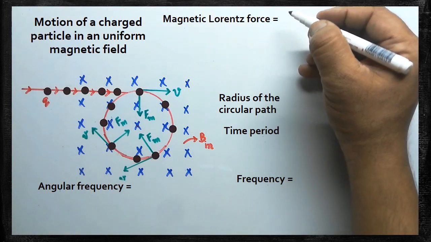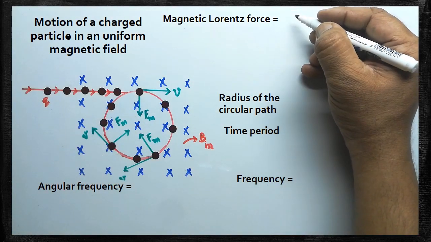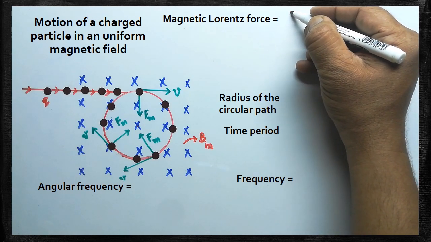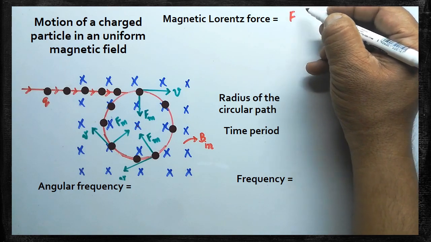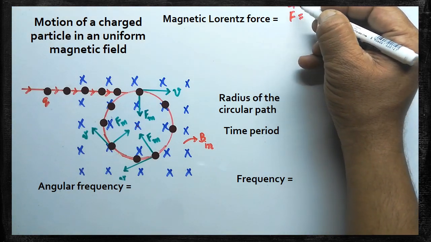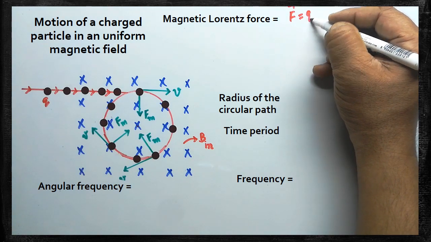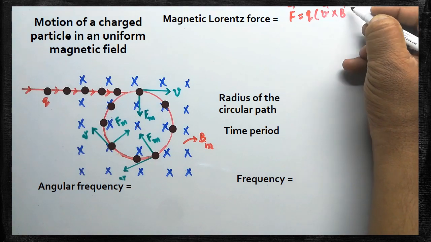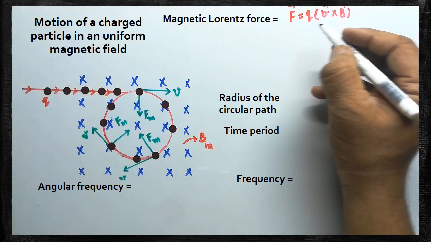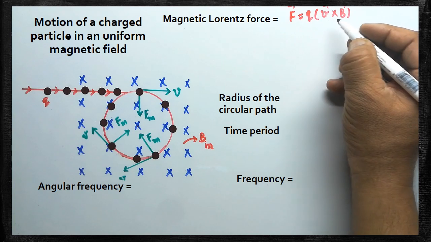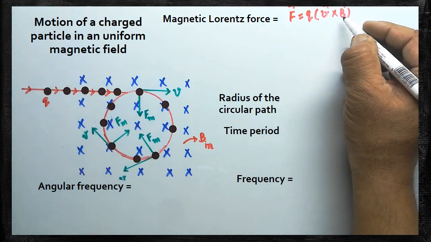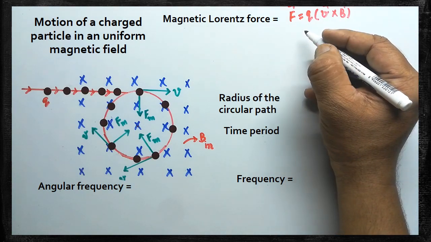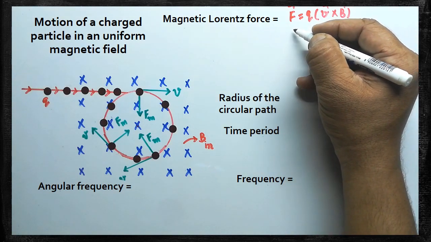Now I will write certain definitions and derivations. You follow it up. The magnetic Lorentz force formula is F is equal to, first I will write it in vector form. F is equal to Q V vector cross B vector. So this is the formula for magnetic Lorentz force. V vector and B vector are perpendicular to each other, and F is also perpendicular to V and B. Are you clear?